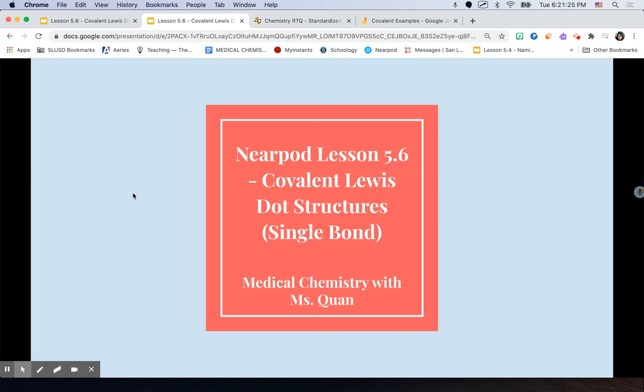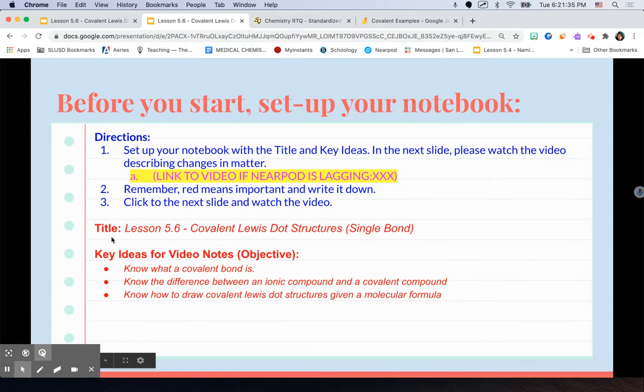Welcome to Nearpod 5.6 Covalent Lewis Dot Structures. As a general reminder, please make sure to title your notes this so you can refer back to it. And by the end of the video, these are the 3 key ideas you need to know for this particular lesson.